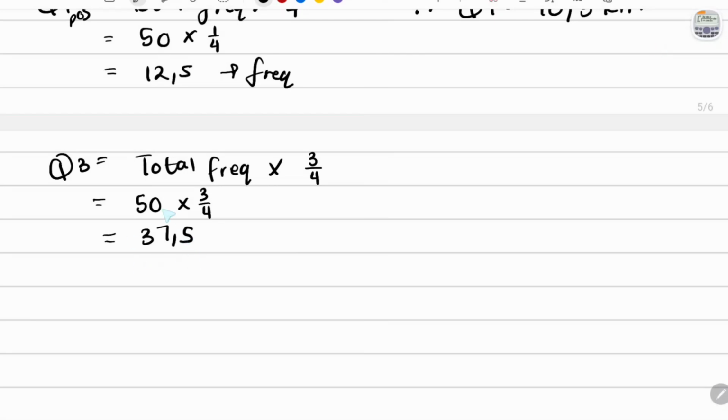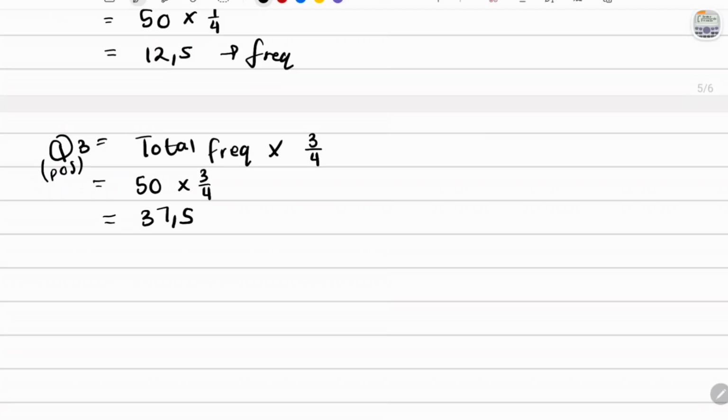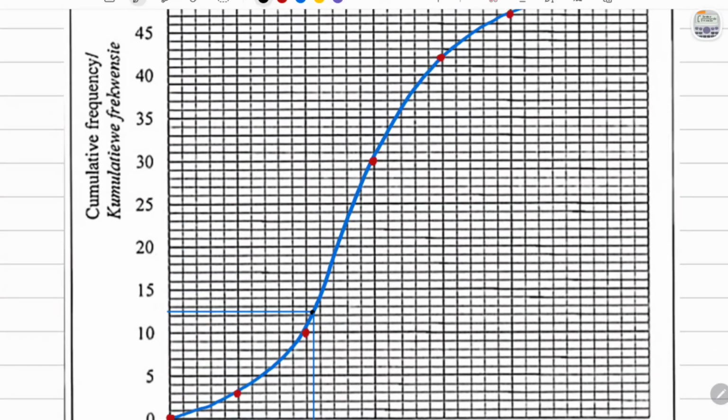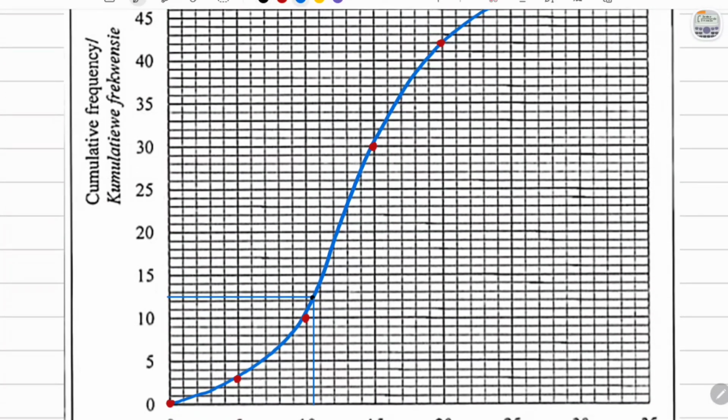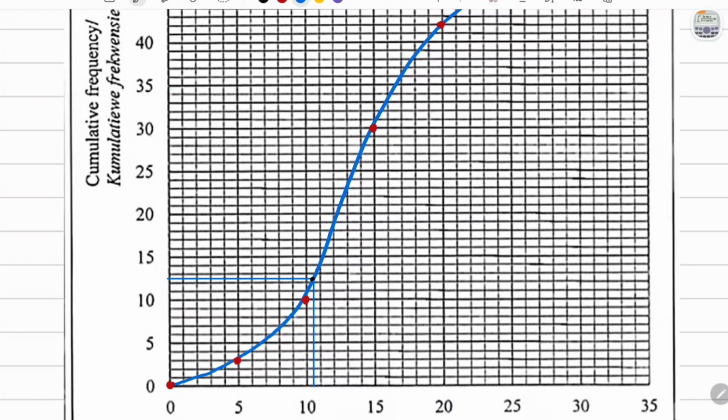So again, this is just the position of your Q3. That's just the position of it. So to find it, you're going to go on your ogive and you're going to look for 37.5. So 35 is here, 37 is 36, 37.5 is in the middle.